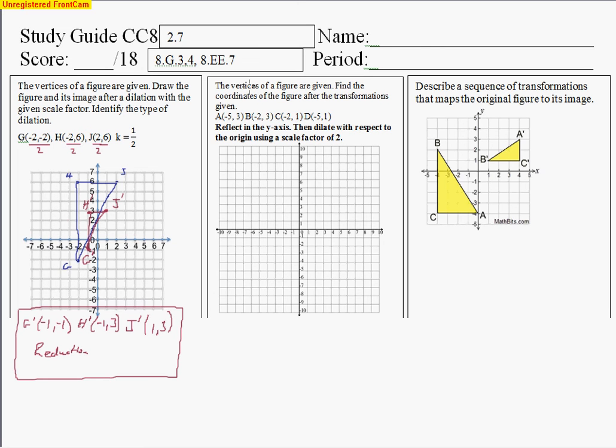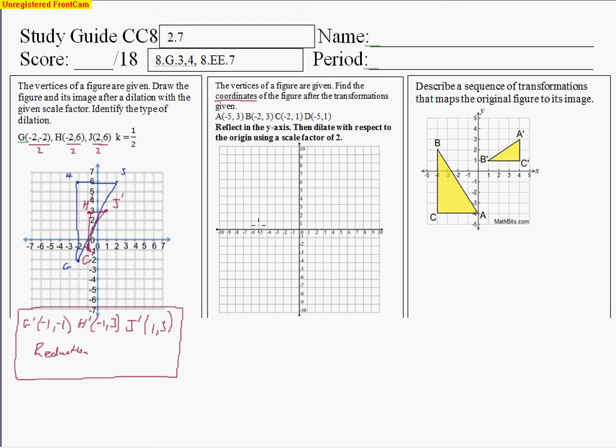And it says the vertices of the figure are given. Find the coordinates of the figure after transformation. So they're giving me this, but really all they're asking for are the coordinates. So if you knew the rules, you could end up coming up with the coordinates without having to do all this work. But I'll go ahead and draw in what I've got.